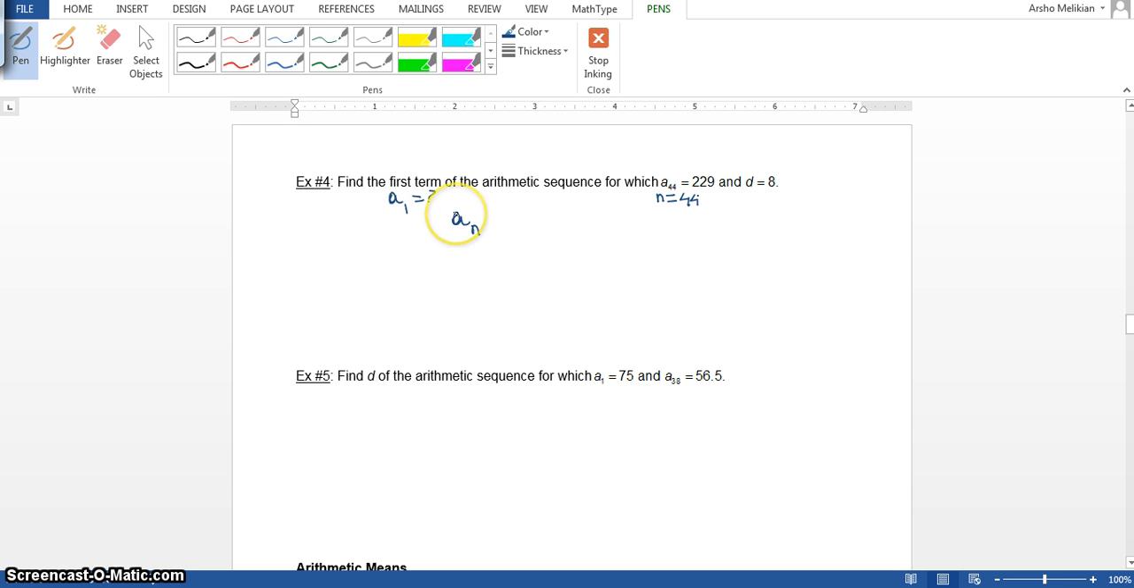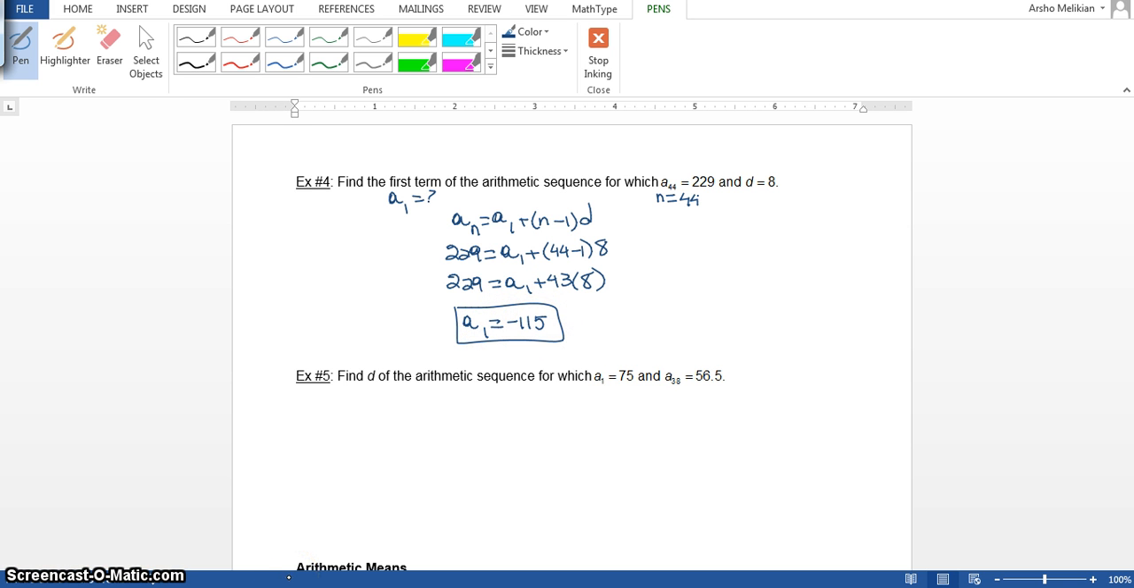So we need A1. Let's write down our formula. A1 plus N minus 1 times D. AN is the value I'm given here, 229, equals A1, which is what I need to find, plus 44 minus 1 times D, which is 8. So 229 is A1 plus 43 times 8, meaning A1 is negative 115.